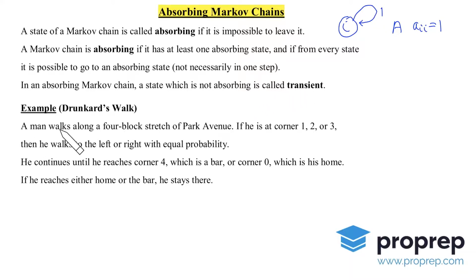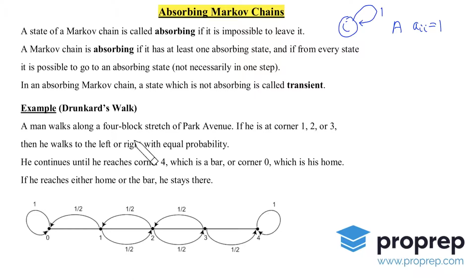And now let's take an example. We'll call it the Drunkard's Walk. Instead of reading all this, I'll leave it for you to read and I'll show you the diagram. The story talks about blocks and corners. Really the important things are the corners. This is block 1, 2, 3, and 4, but it has corners. We'll call the corners 0 through 4. So I can write the state space 0, 1, 2, 3, 4. And here's the transition diagram.